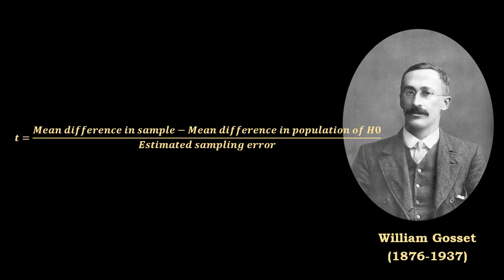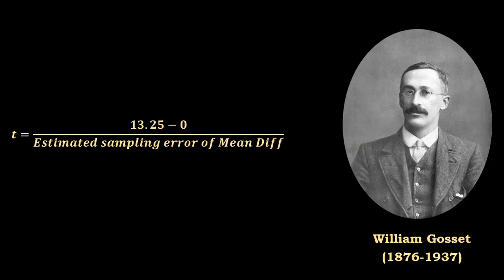So let's continue, and we replace this by the numbers we obtain in our sample. Remember, when we obtained the difference between the mean of values of type A and the values of type B, the difference was 13.25. Minus 0, which is the mean of the population in which the null hypothesis is true. So now we need to find the estimated sampling error of the mean difference, which is the standard deviation in the sampling distribution I created.